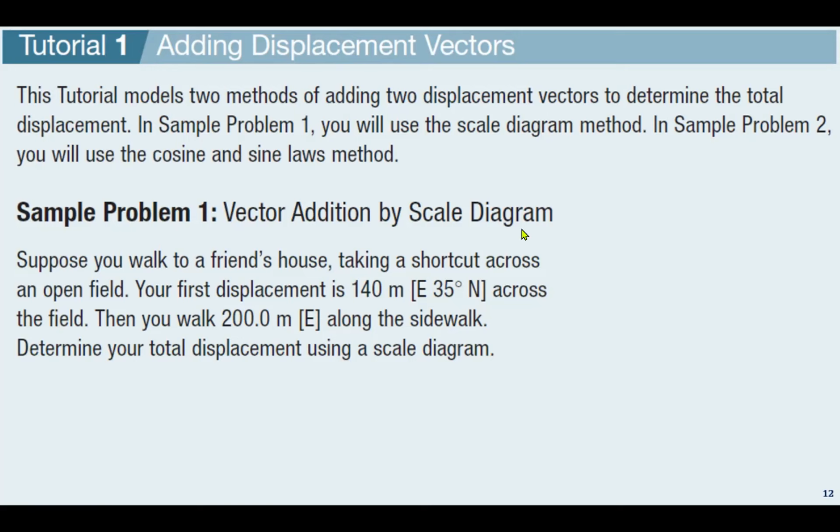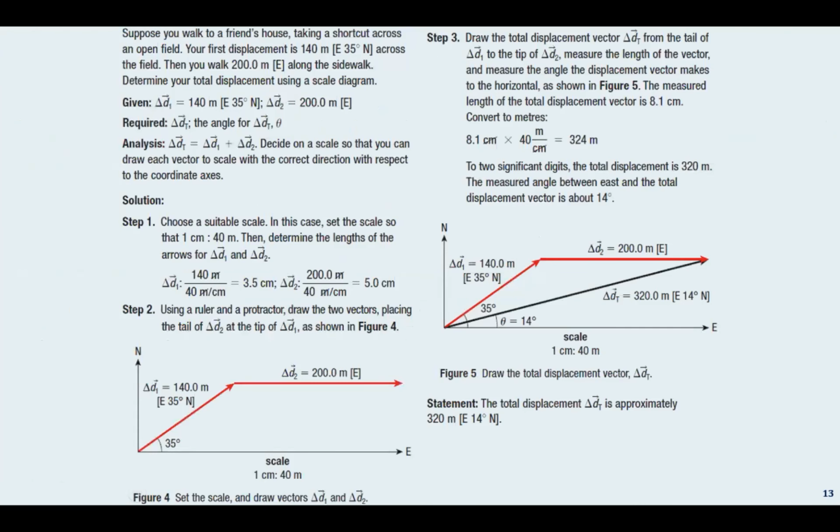All right, have we finished? Well, let's have a look at the solution here. Okay, so in this question, we are given delta D1 equals 140 meters, direction is 35 degrees north of east. The second displacement, delta D2 equals 200 meters, and direction is east. We require the total displacement, delta DT, and the angle for delta DT. Let's denote it with the letter theta.